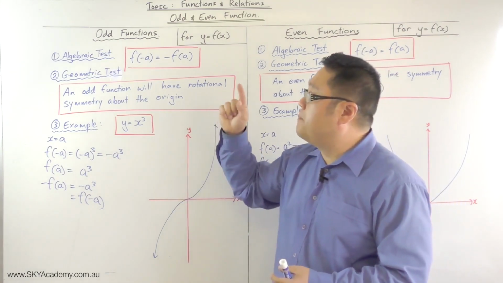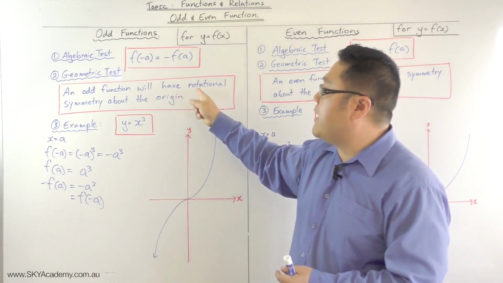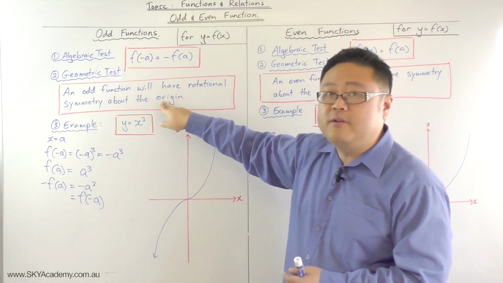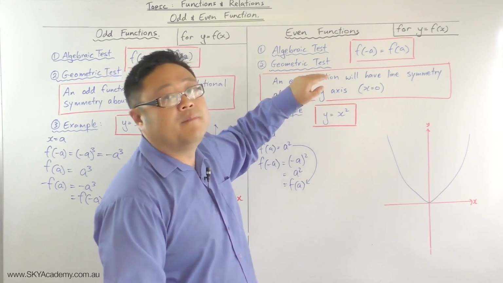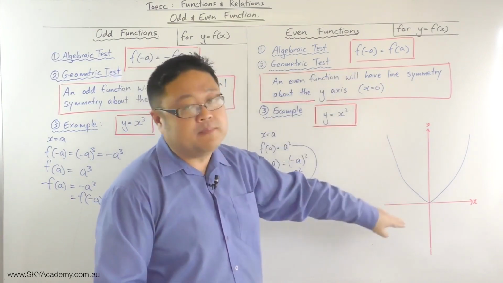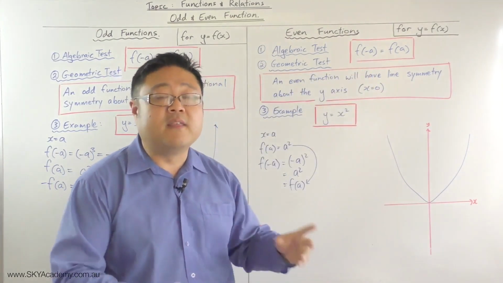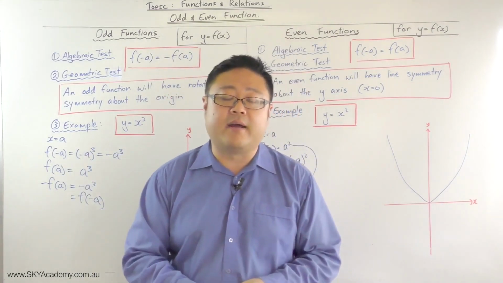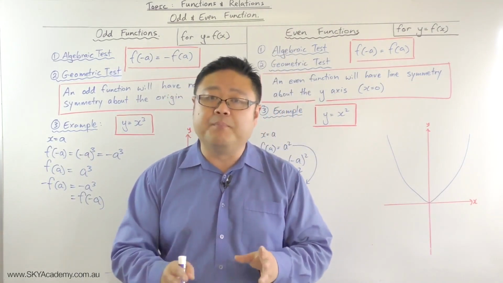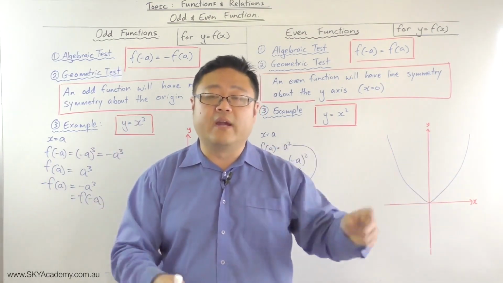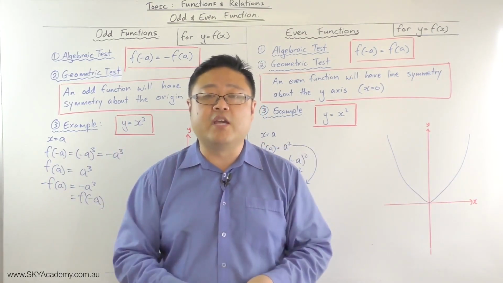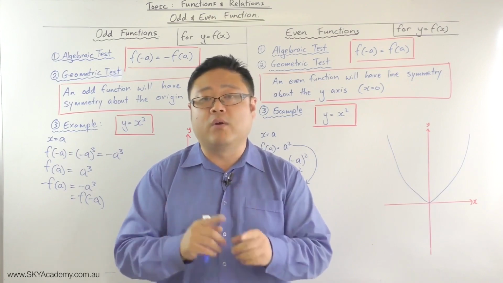Okay, so for it to be an odd function, it needs to have rotational symmetry about the origin. For it to be an even function, it needs to have line symmetry about the y-axis, and it's very strict when it comes to that. So that is why, as I said before, most functions will be neither odd nor even, and it's on the rare occasion that you will find a function being one or the other.